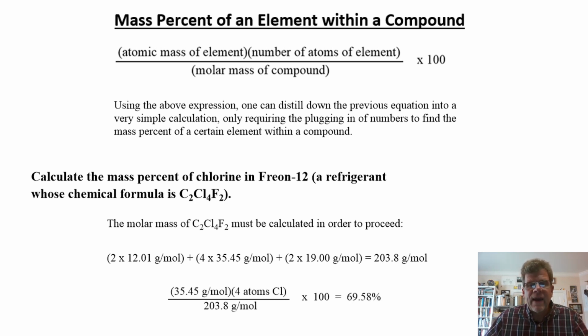So we're looking for the mass of chlorine. Its atomic mass is 35.45 grams per mole. In Freon 12, there are 4 atoms of chlorine, and we calculated our molar mass of the compound. Multiply by 100, and there it is. Much less work, as we can see, than carrying. We could carry this out using a dimensional analysis, but every problem like this is going to come up with 69.58% mass percent of chlorine in there, so we might as well use this equation for mass percent.